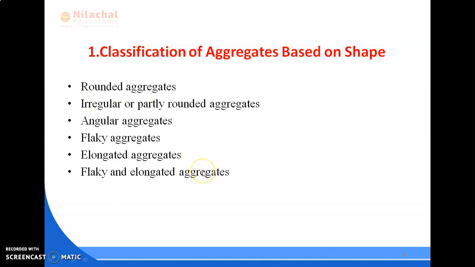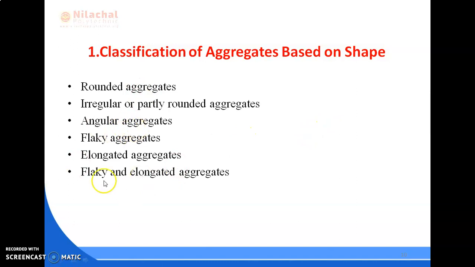Next is flaky aggregates. When the aggregate's thickness is small compared with its width and length, it is said to be flaky aggregate. Next is elongated. When the length of the aggregate is larger than the other two dimensions, it is called elongated aggregate. Next is flaky and elongated, that means a mixture of both types. When the aggregate's length is larger than its width and width is larger than its thickness, then we say it is flaky and elongated aggregate. This is generally obtained from poorly crushed rocks.